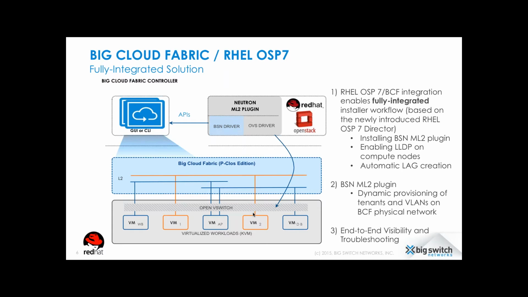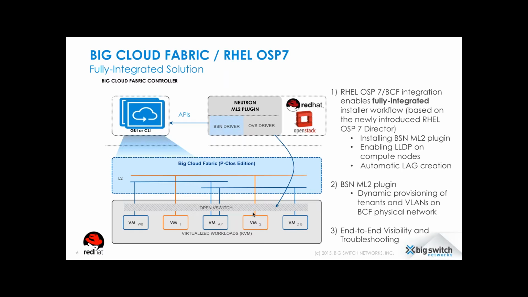So with this solution, the BCF OpenStack installation steps are completely integrated into the RHEL OSP 7 director installer workflow. Some of the key steps involved here are the installation of the BSN ML2 plugin, enabling LLDP on compute nodes, which then enables automatic LAG creation.